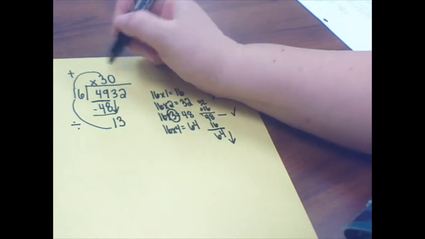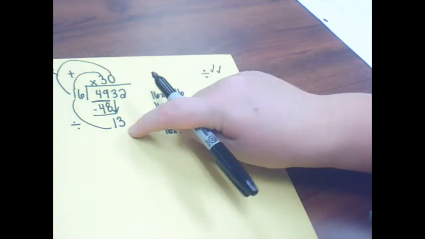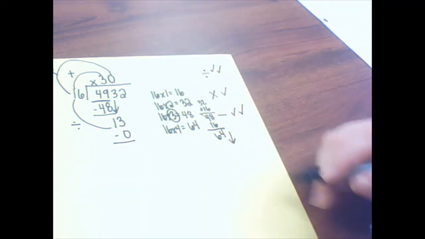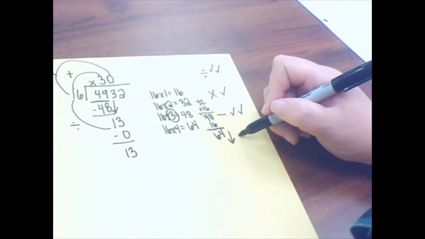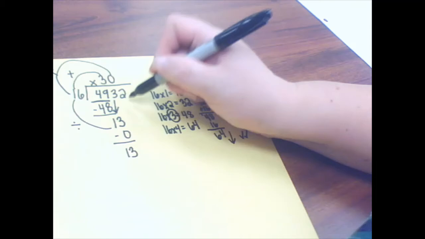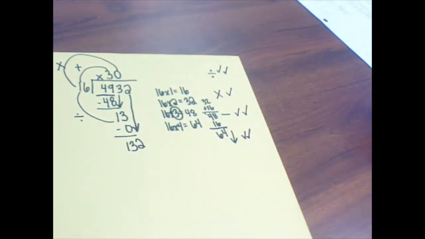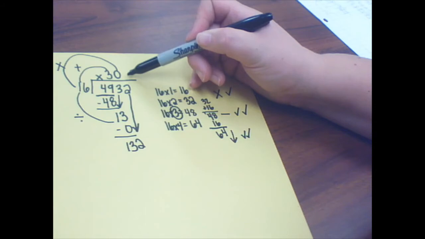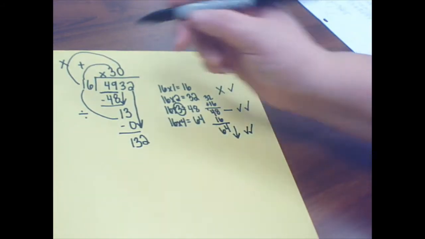I just divided. Now I'm multiplying down. 16 times 0 is 0. Divide, multiply, subtract. 13 minus 0 is 13. And bring down 132. I'm still not done because I still have a digit in my dividend that does not have a number above it. So I start the process over and I divide again.